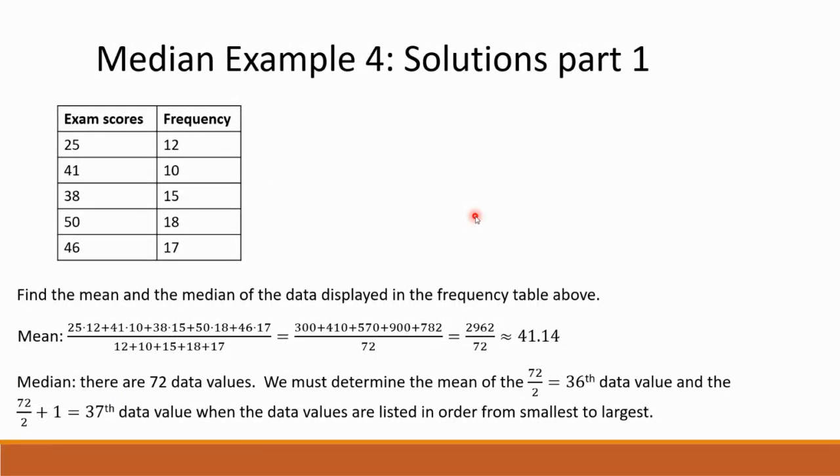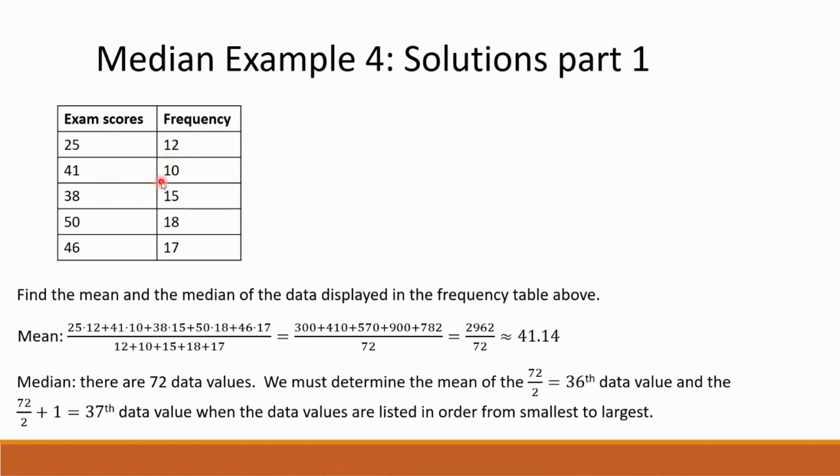To get the mean, remember, what you normally would do is add up all the data values and divide by how many there are. Since we have a frequency table, we don't have to list all the data one by one, writing out 25 12 times, 41 10 times, and so on. We know 25 would be listed 12 times, so we do 25 times 12. You're adding 25 to itself 12 times, which is the same as 25 times 12.